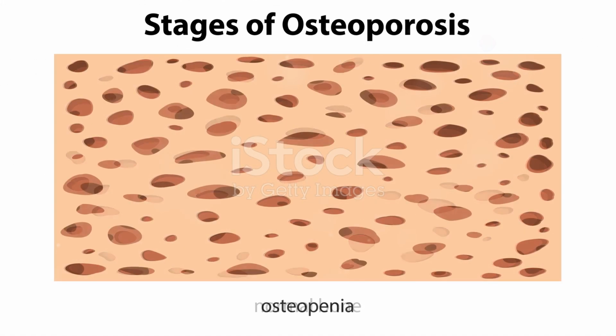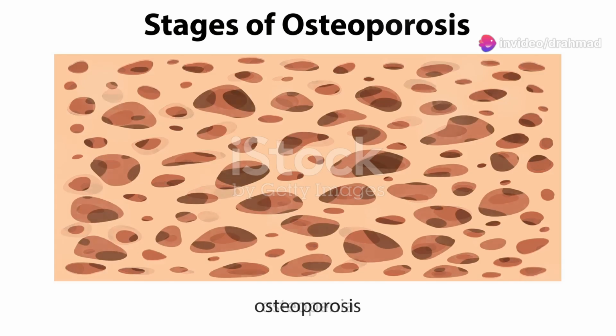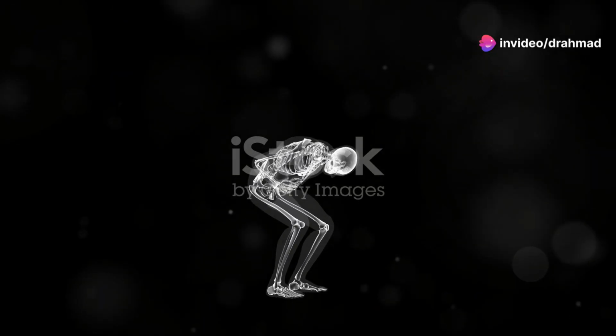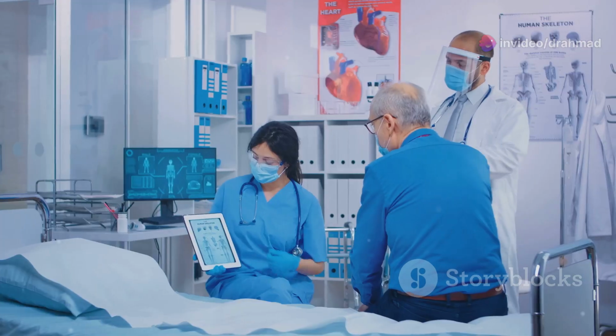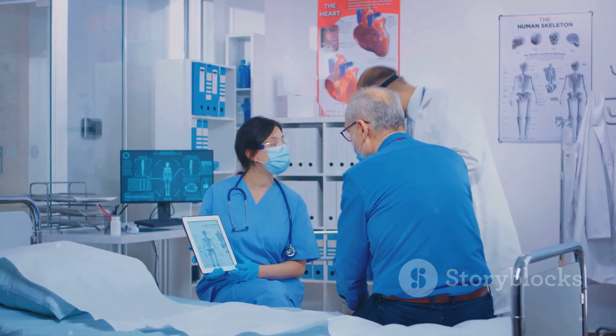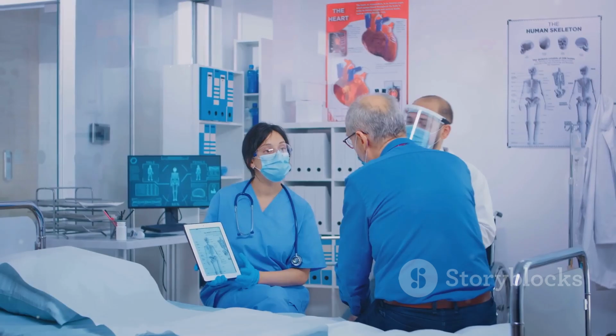Section 6. Osteoporosis, brittle bones, and fragile lives. Osteoporosis is a condition that weakens bones, making them fragile and more likely to fracture. It's often referred to as a silent disease because bone loss occurs gradually over time and there may be no symptoms until a fracture occurs.